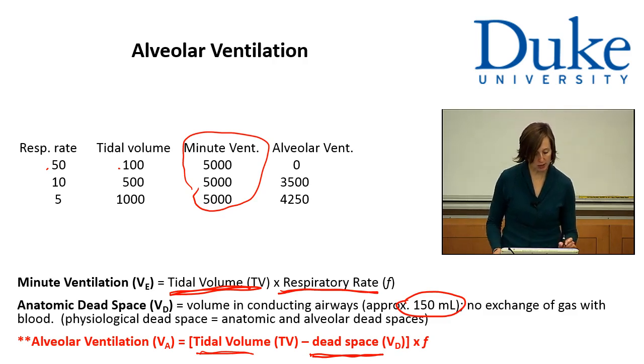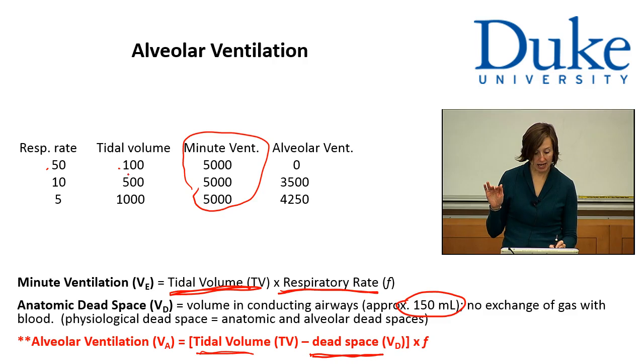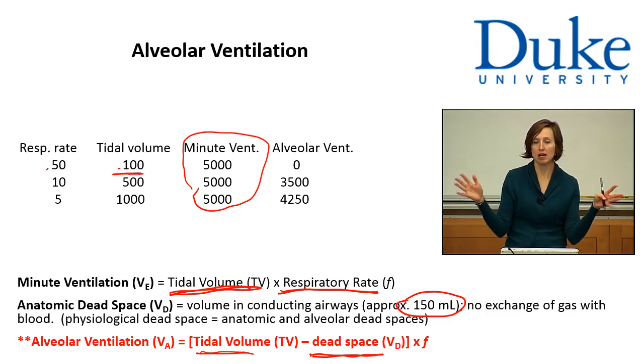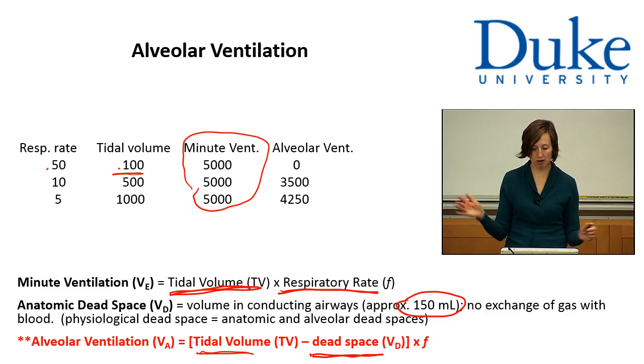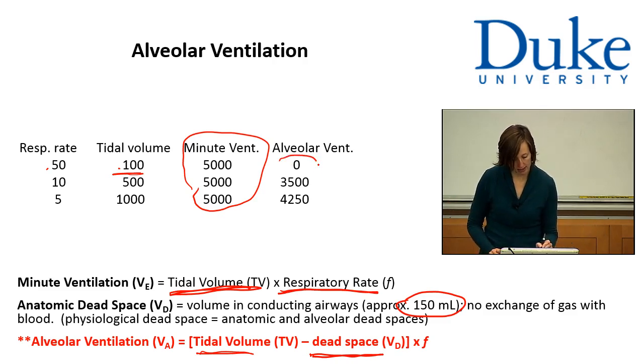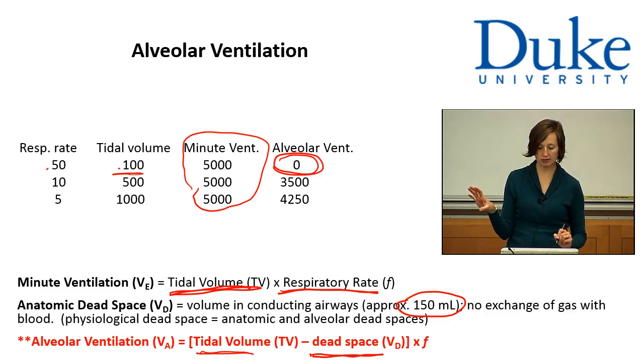And so if we do that for scenario 1, we're seeing this person is basically breathing 50 times a minute, but only bringing in 100 milliliters. So it's basically like they're panting. And so in that case, they're only bringing in 100 mils. They're not even filling their conducting space or their dead space. So 0 liters of this air is getting into the alveoli. So the alveolar ventilation is 0.